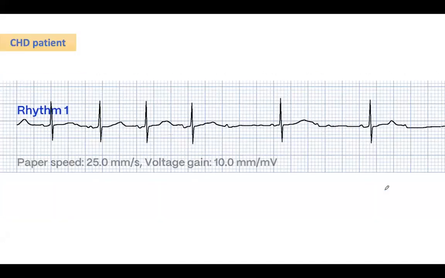So this is a rhythm strip. I don't have so many examples of Mobitz 2. This is a rhythm strip of a patient of ours, again with congenital heart disease. What do you guys think? And the patient had bradycardia episodes intermittently. So what do you guys think is the reason for him to be bradycardic, at least intermittently, based on this ECG or rhythm strip?